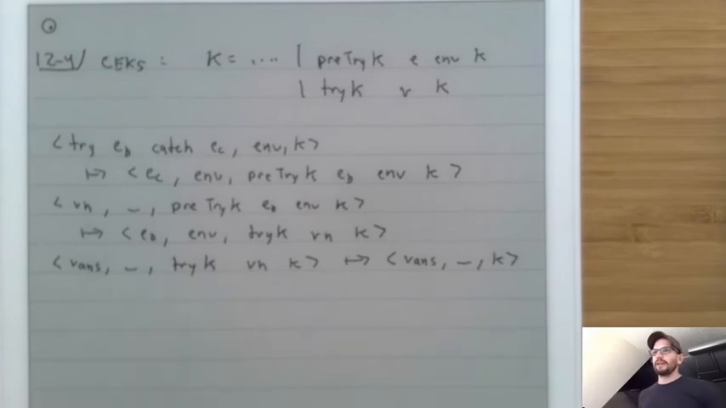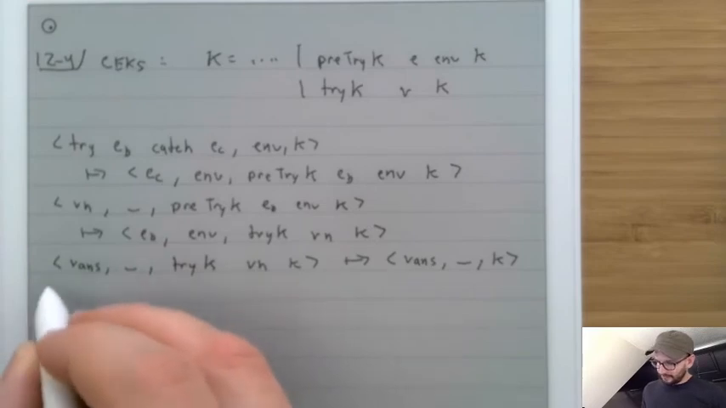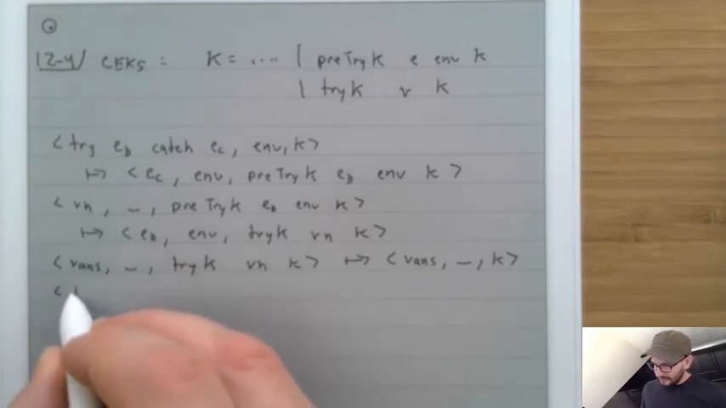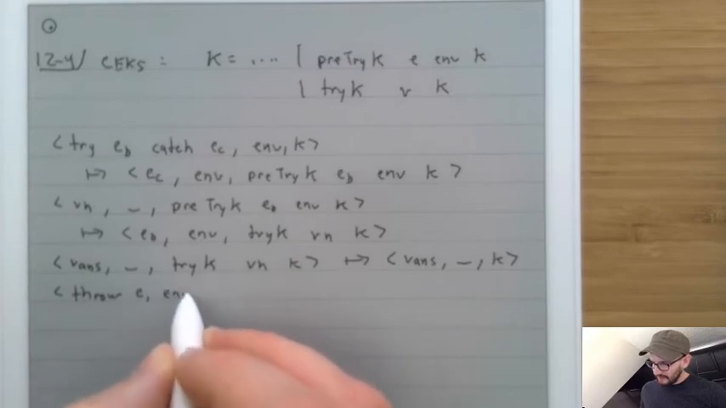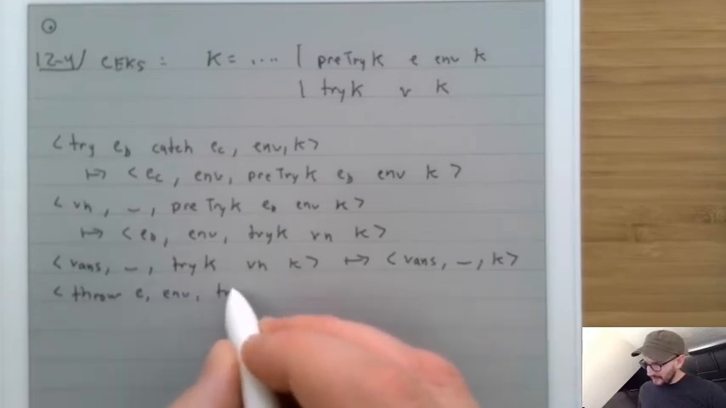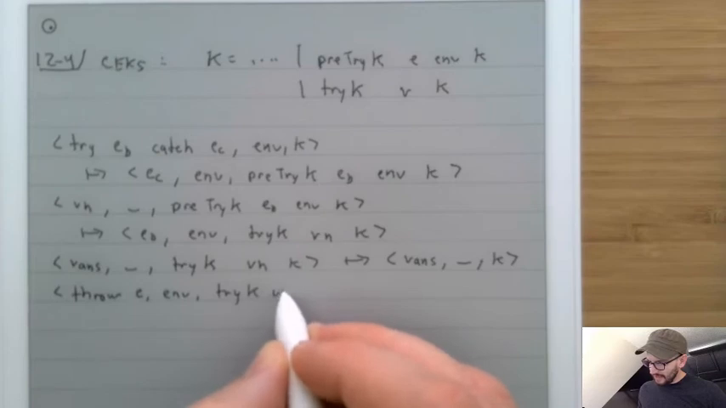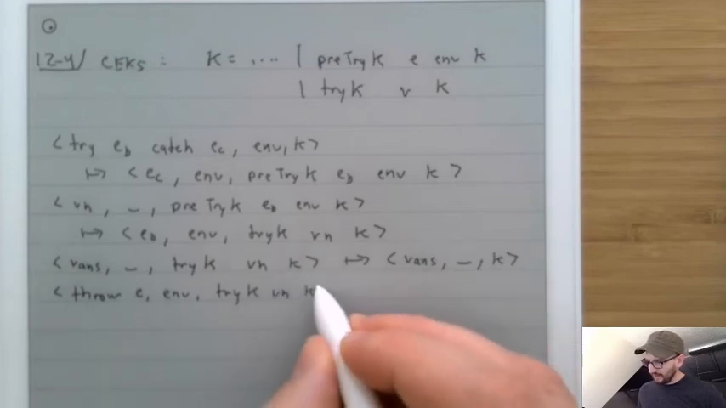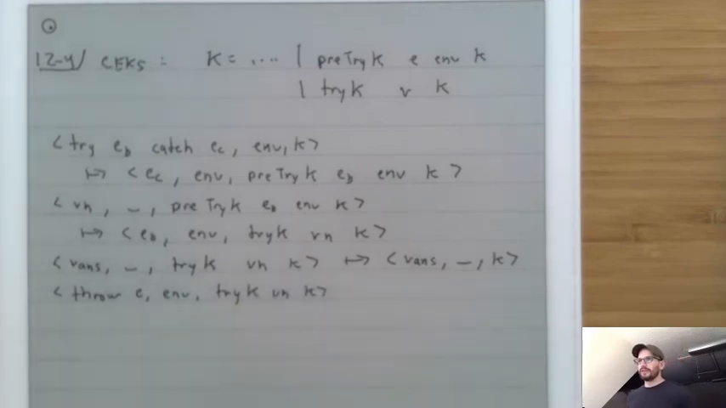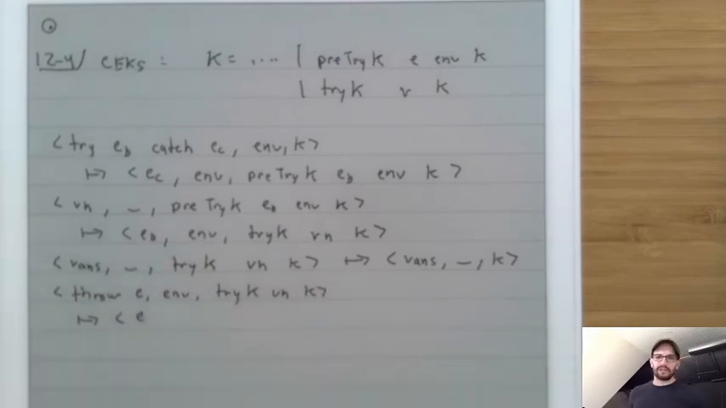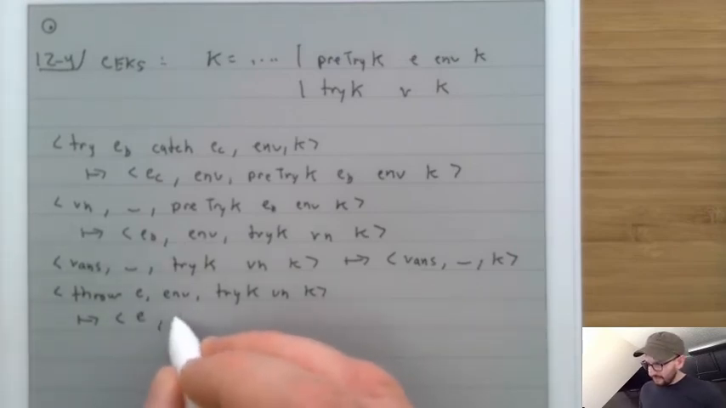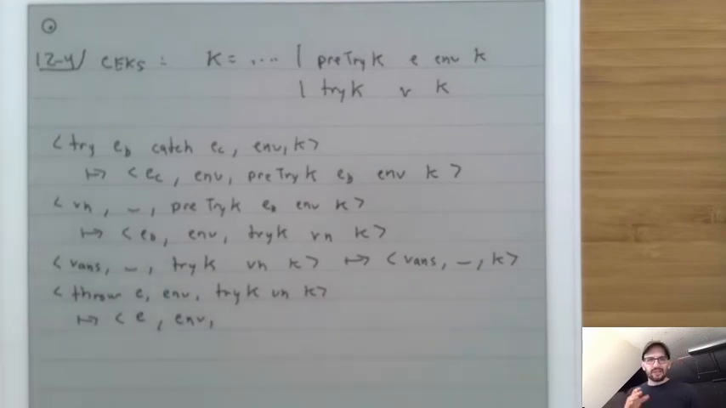However, what if we get an exception? If we get an exception, that means that we get a throw of an E with some environment and then a try K of the handler VHK. So what do we do there? What we're going to do in this situation is we are going to focus on the E, that's the exception value, leave the environment alone, and here's the cool thing.